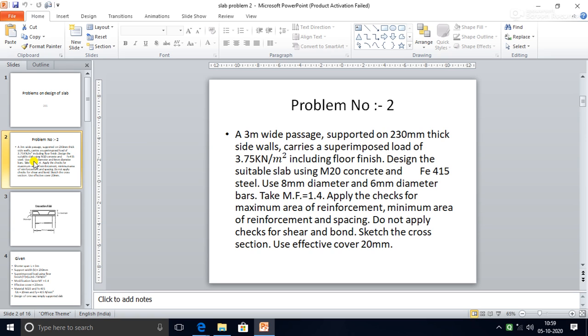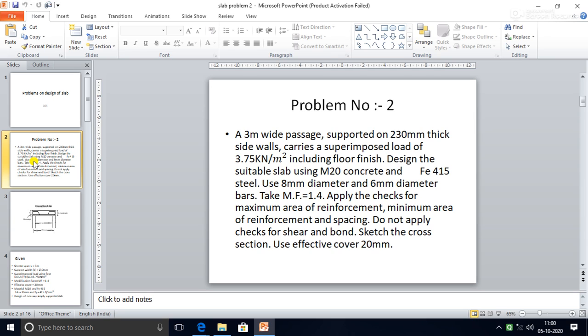using M20 concrete, that is fck is 20 Newton per mm square, and Fe 415 steel, that is fy is 415 Newton per mm square. Use 8 mm diameter bars. In the problem it is advised to use 8 mm diameter bars, and 6 mm diameter bars as distribution steel. Take modification factor MF as 1.4. Apply the checks for maximum area of reinforcement. Here we have to add one extra step: check for maximum area of reinforcement, minimum area of reinforcement, and spacing. Do not apply checks for shear and bond. Generally, for a one-way slab, check for shear and check for bond is not required. Keep that in mind. Sketch the cross section. Use effective cover as 20 mm.